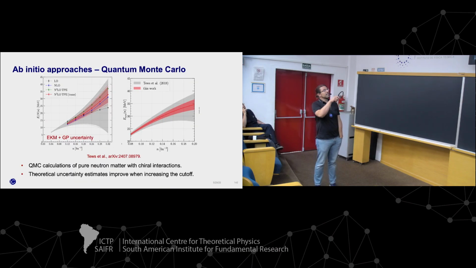But then, okay, here you can see the energy per neutron as a function of density, and the symmetry energy as a function of density, and in red is the quantum Monte Carlo result. Ignore the gray bands. Ask me later if you want, but ignore them for now. So you see you can calculate this equation of state of pure neutron matter order by order, and you get your uncertainty bands for the equation of state.